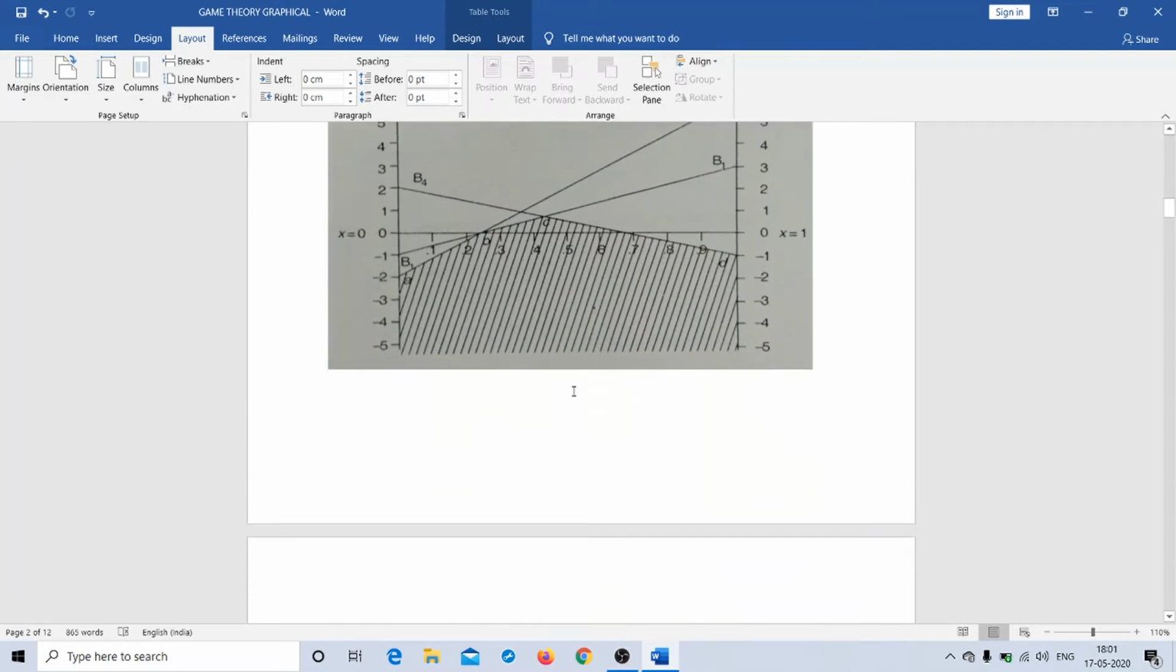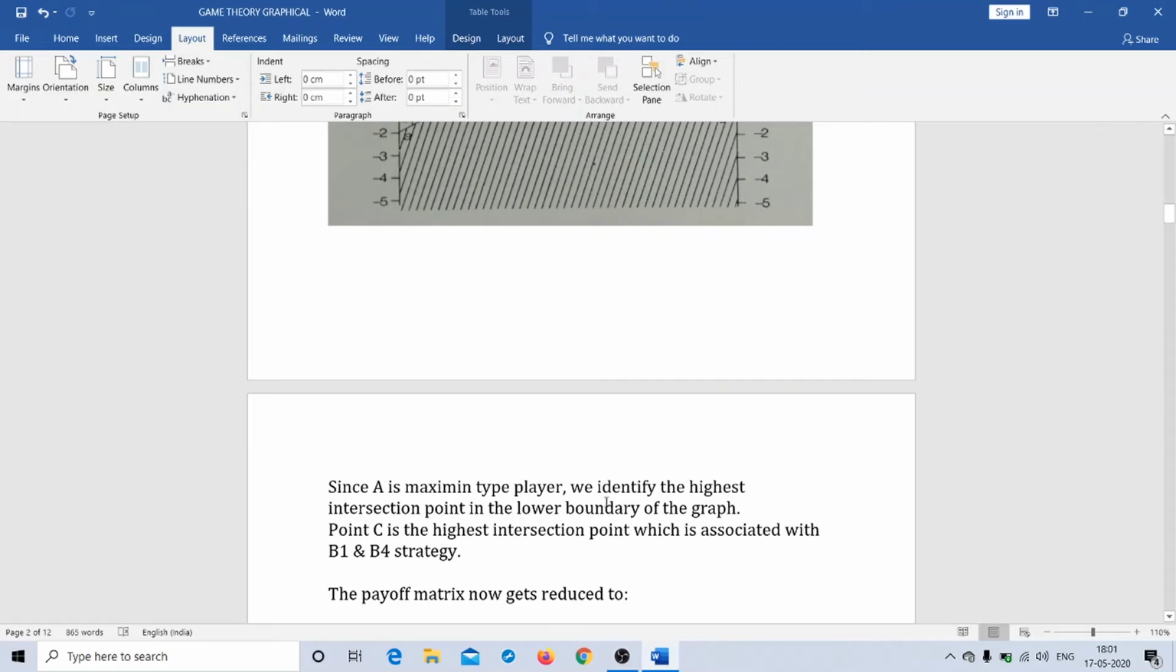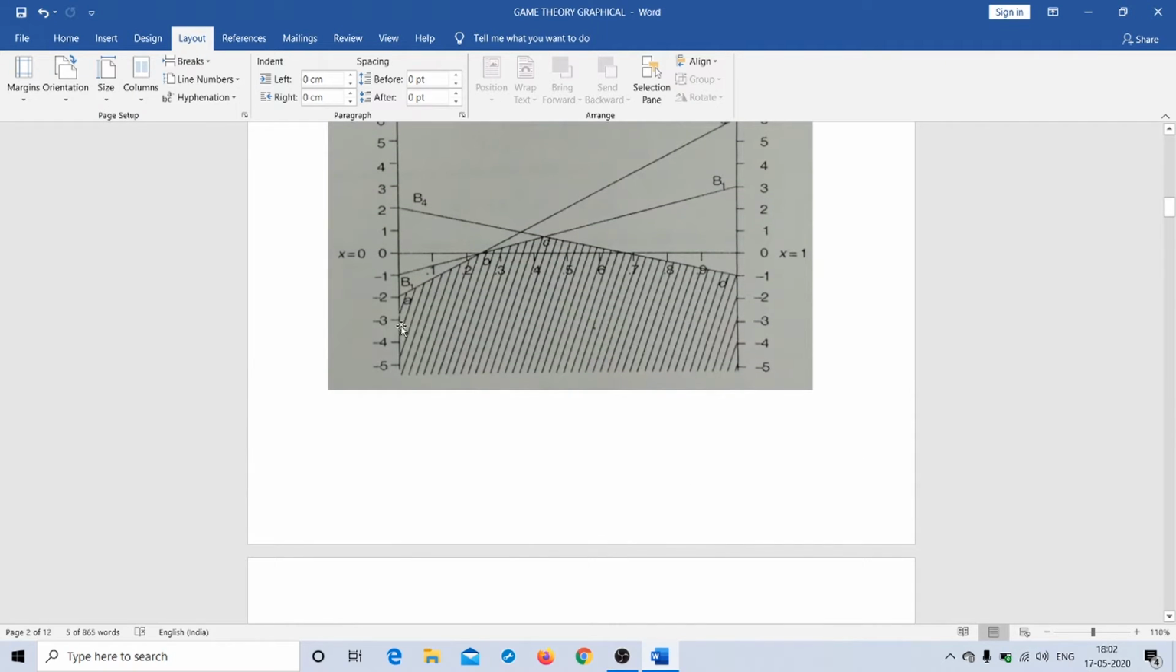Now since we are talking about A as a maximin type player, since it is a 2 cross n game, we always consider A as a maximin player. And what we do is we identify the highest intersection point in the lower boundary of the graph. Since A is a maximin type player, we identify the highest intersection point in the lower boundary of the graph. So this is my lower boundary. Whatever I have shaded, which touches all the lines from below, is called the lower boundary.